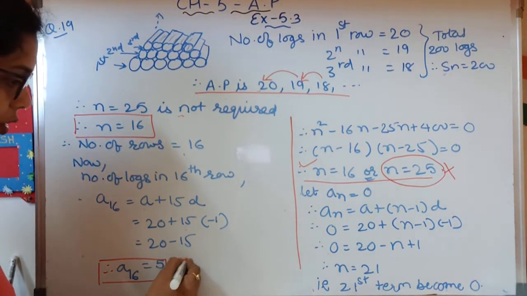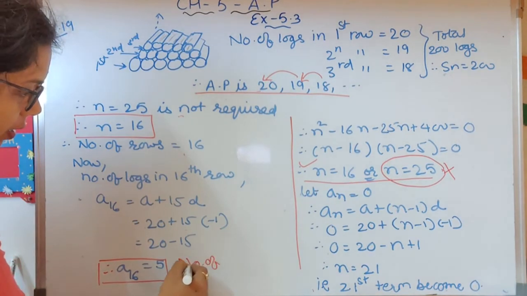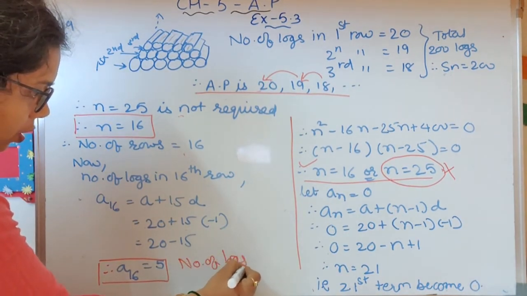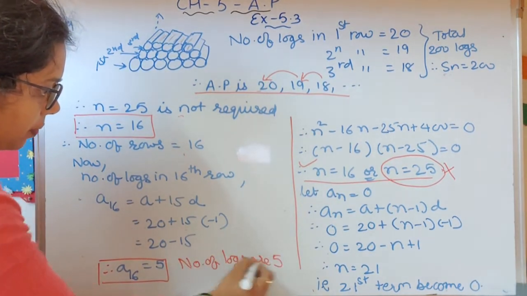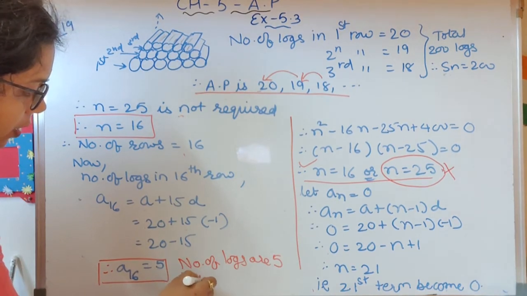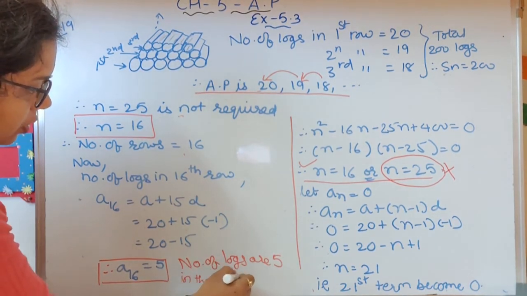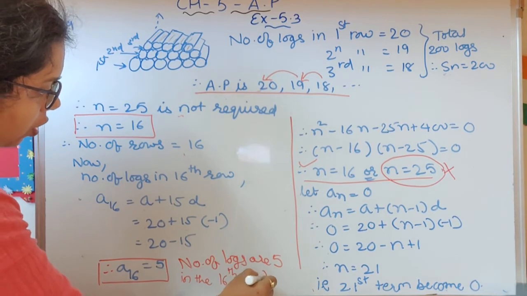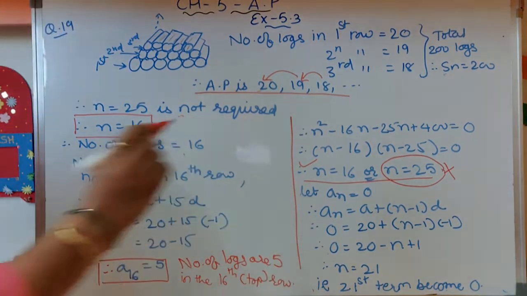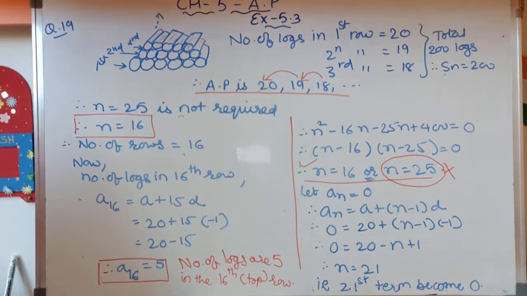So the number of logs are 5 in the 16th top row. Like that you can write down the last line.